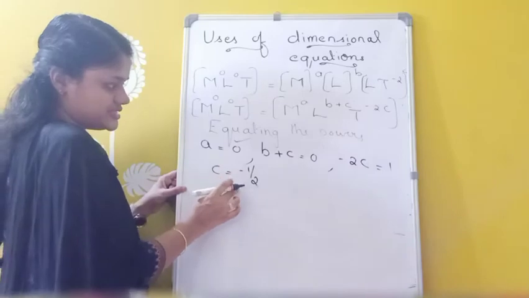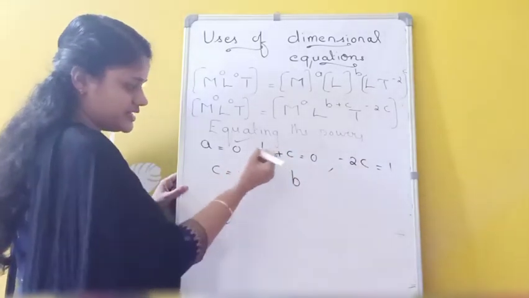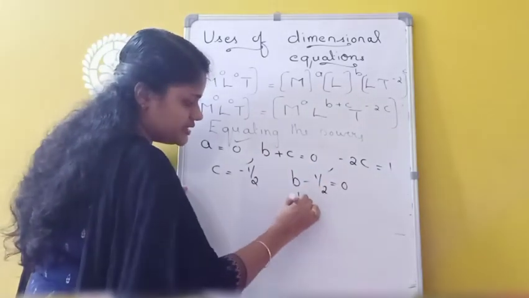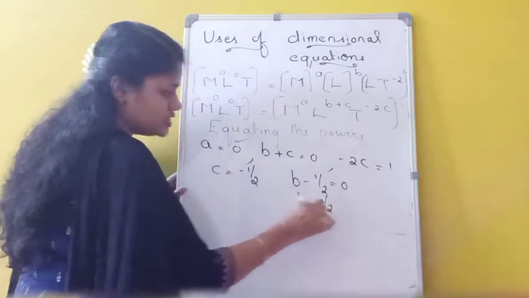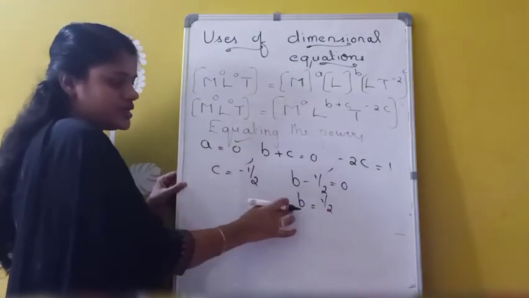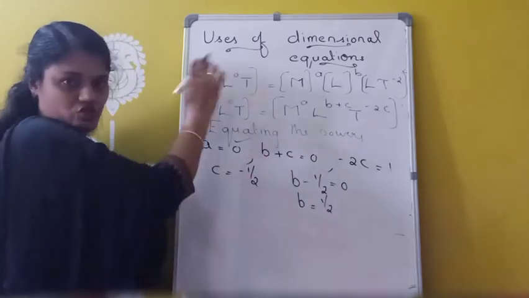And I am substituting the c value here. So what I will get now? b plus c, and c means minus 1 by 2. So b minus 1 by 2 equal to 0, or we can write b equals 1 by 2. So now we got the values for a, b and c: a equals 0, b equals 1 by 2 and c equals minus 1 by 2. We can substitute in the formula.